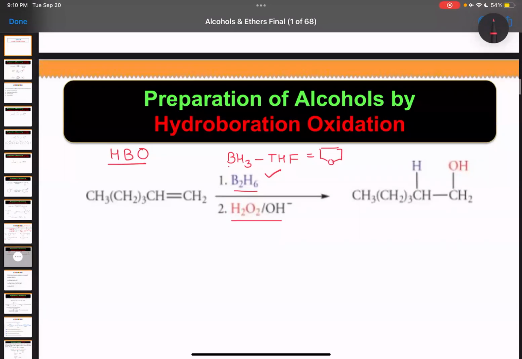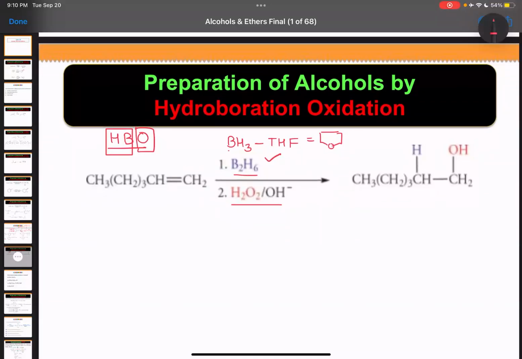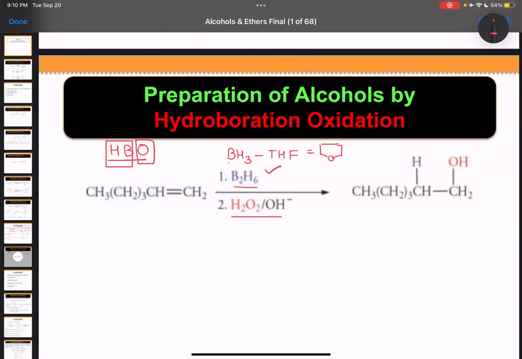This step consists of 2 steps, and the name also indicates it. The first part is hydroboration, that is the addition of hydrogen and boron on the double bond. The second step is oxidation. That oxidation changes the boron to OH. So ultimately you have H and OH connected, but the mode of addition gets reversed. Is it clear?